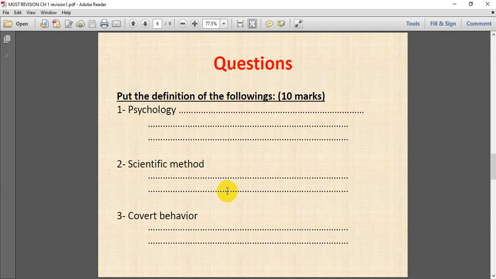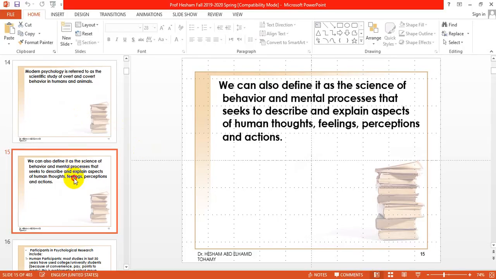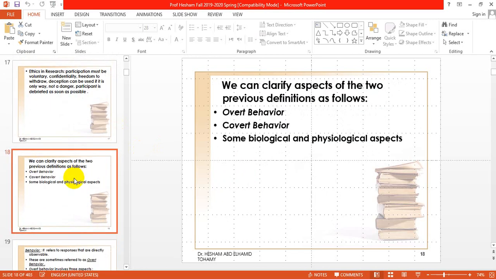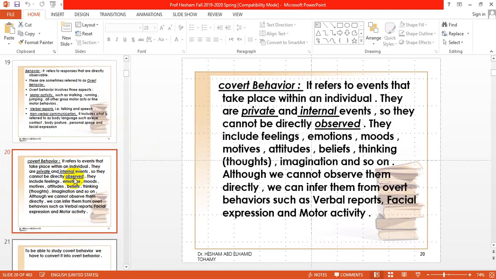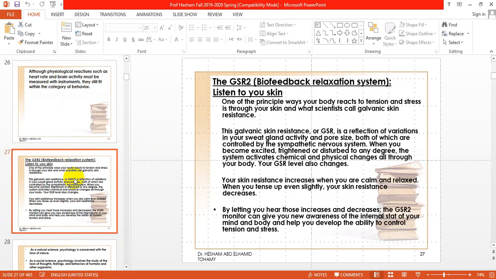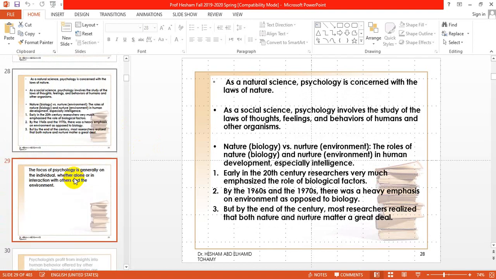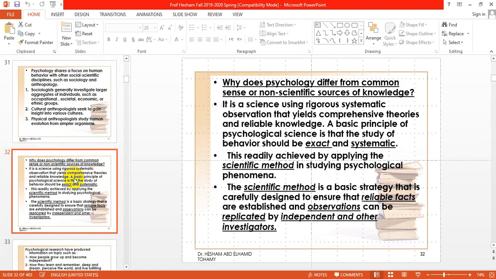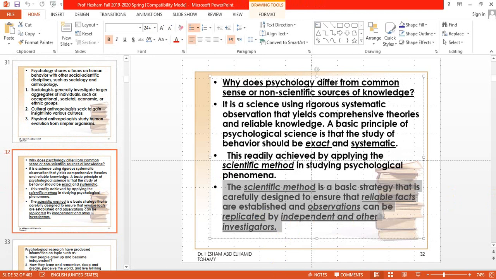What about the scientific method? Look at this slide to figure out the definition of scientific method. This is the definition of scientific method. The scientific method is a basic strategy that's carefully designed to ensure that reliable facts are established and observations can be replicated by independent and other investigators. I mean by other investigators, other researchers.